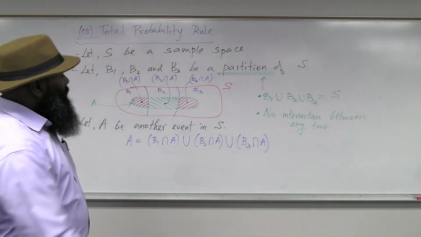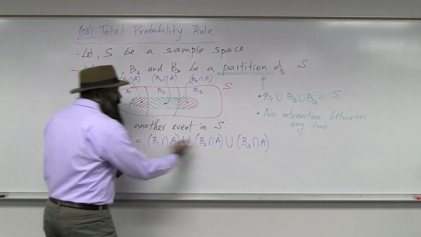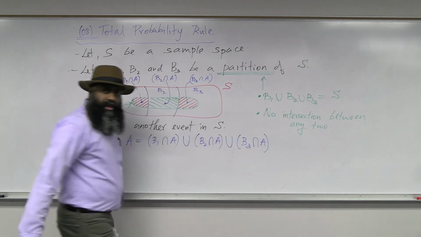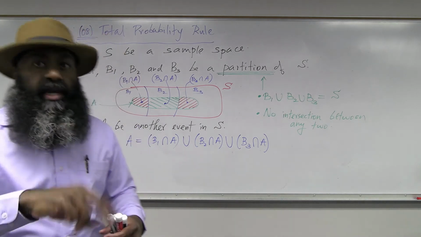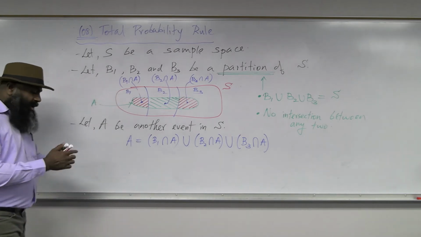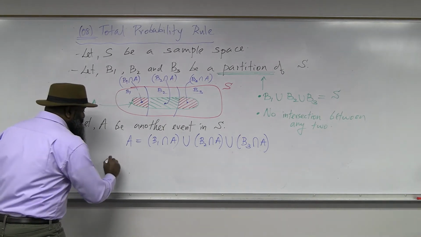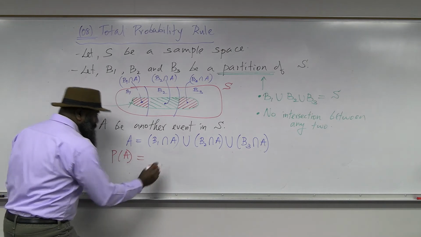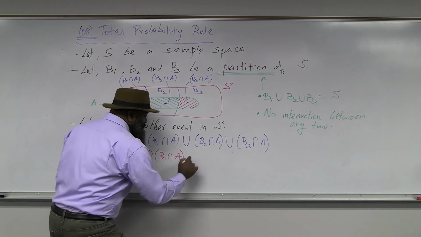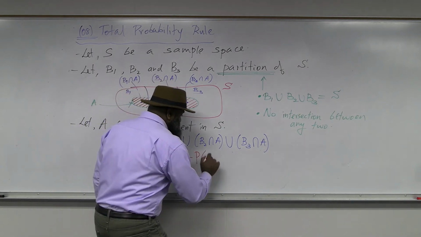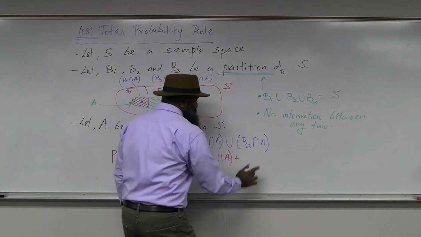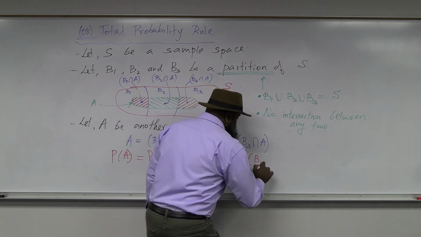Okay? Now, if you look at these pieces, between any two of them there is no intersection. Therefore, these unions can be converted into summations in the probability statement. So I'm going to write down the probability of this event A as this. Probability of A should be equal to probability of the first part, B1 intersection A, plus probability of the second part, B2 intersection A, plus probability of the third part, B3 intersection A.